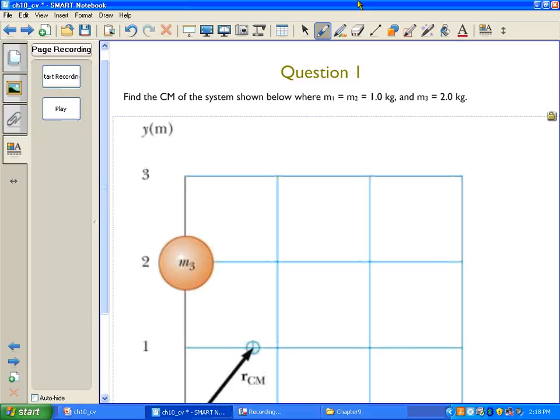Welcome to the first part of the problem-solving session for Chapter 10. Let's begin with question number 1.